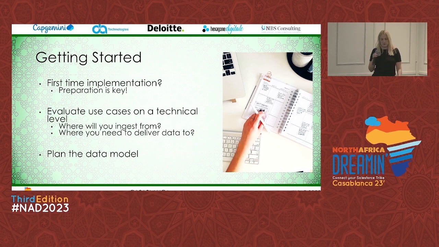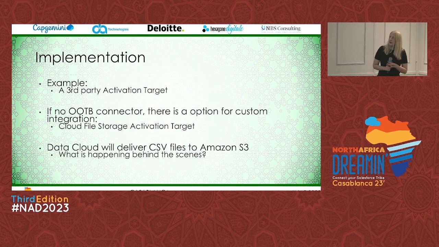Also, it is really important to evaluate use cases on a technical level, as you need to know where you will ingest the data from and where you need to deliver data to, if that's the type of use case you're going for. And then based on that, plan the data model. Now it sounds really straightforward, but I'll tell you a bit more about how it was for us.